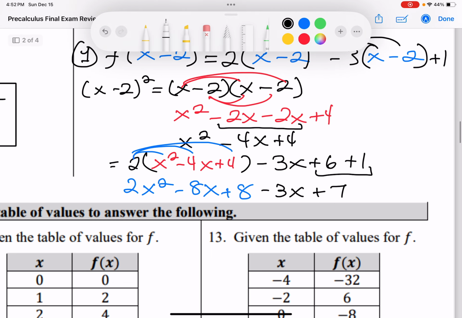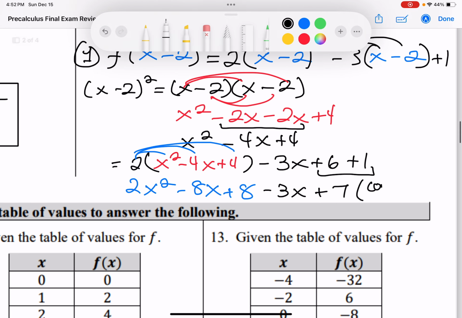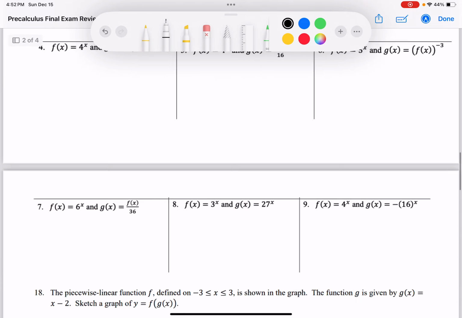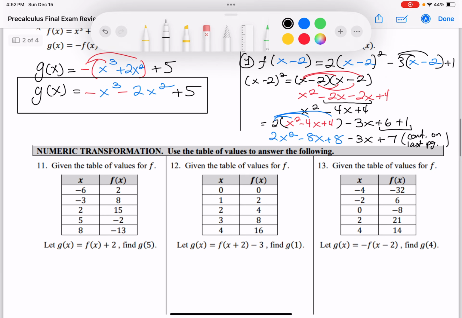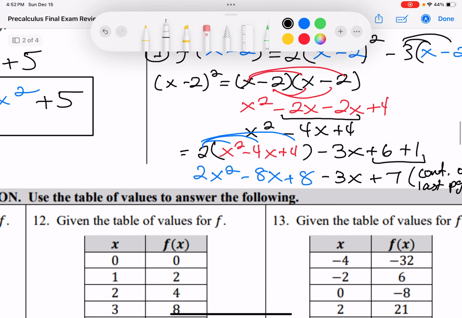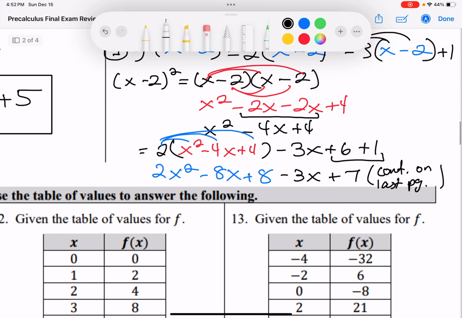So let's write continued on last page. So before I continue on the last page, I'm just going to go over here real quick.